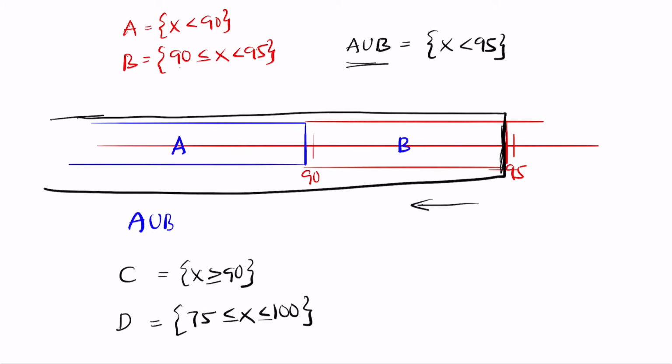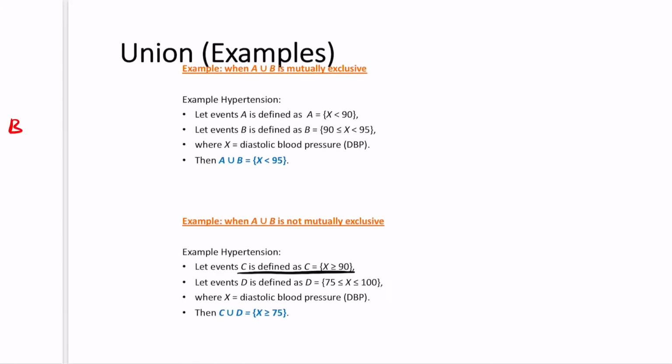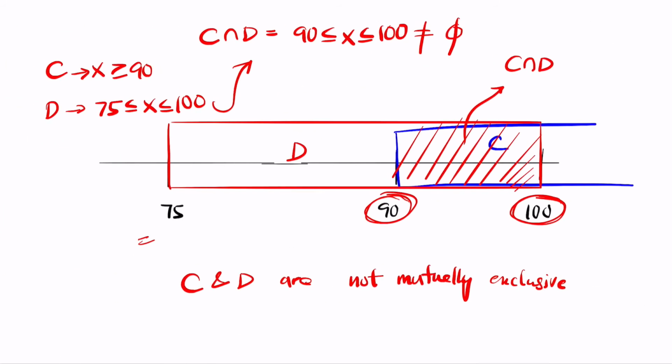So try the same method now. If you don't remember, we did this problem before, so this is the same problem. You have C and D here already, and they want to find C union D. How do you find C union D?